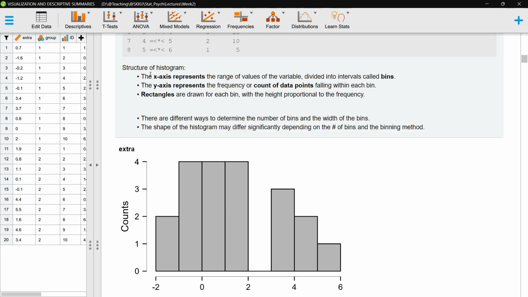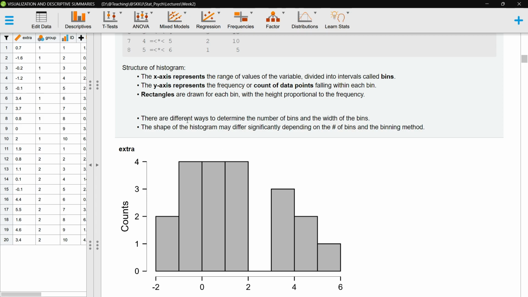So let's look at each element. The x-axis represents the range of values of the variable, like from -2 to 6, divided into intervals called bins. So we have 8 bins, right? And the y-axis represents the frequency or count of data points falling within each bin, like 2 observations in the first bin and 4 observations in the second bin. And rectangles are drawn for each bin with the height proportional to the frequency, right?